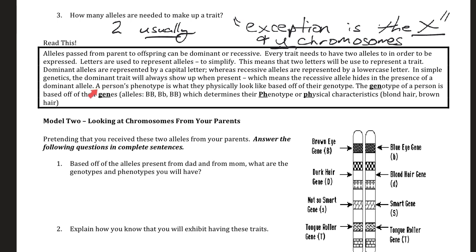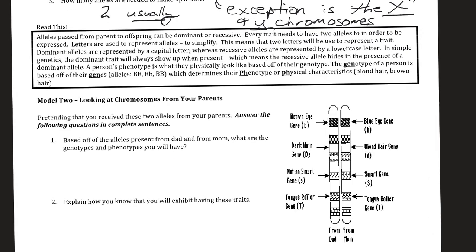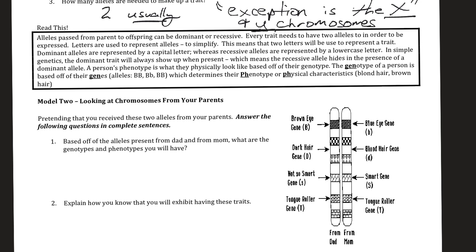That's how you can get a carrier. You've heard of this term carrier? They're a carrier of Huntington's. They're a carrier of sickle cell. Somebody can have sickle cell trait but not have sickle cell disease, right? That's someone who has the dominant allele, and because they have the dominant allele, you don't see the recessive allele. The phenotype is what a person physically looks like based off their genotype. Genotype is a person's genes.